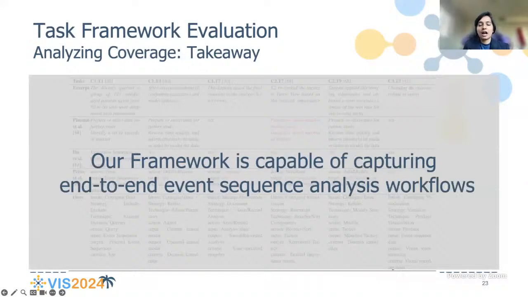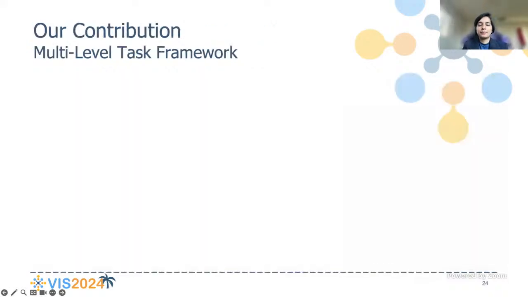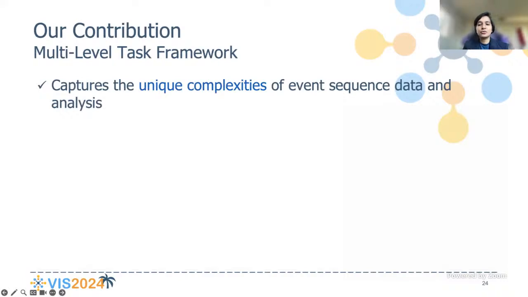We also see that our framework is capable of capturing a wide range of tasks, especially related to provenance and visualization that are often overlooked by other taxonomies. To sum up, our main contribution is a comprehensive multi-level task framework for event sequence analysis. It captures the unique complexities of event sequence data, such as temporal orders, variable lengths of sequences, and hierarchical structure.